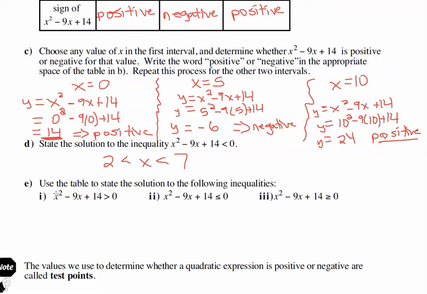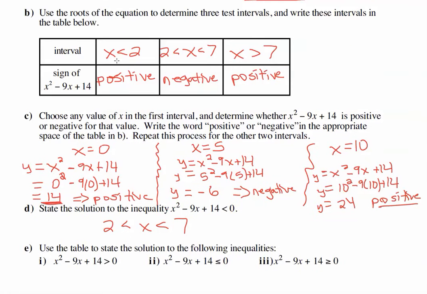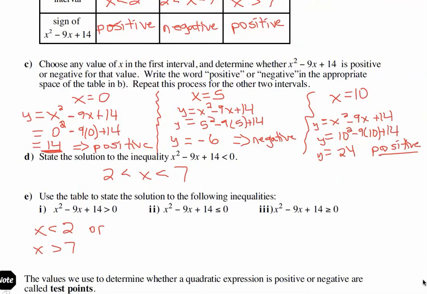Well, when is x squared minus 9x plus 14 greater than 0? Well, it's greater than 0 when it's positive. So we know our function is positive when x is less than 2 and when x is greater than 7. So we'll write that down. What about for part 2? When is this less than or equal to 0? Well, what we can do for the less than or equal case is we just add in less than or equal signs to this original.